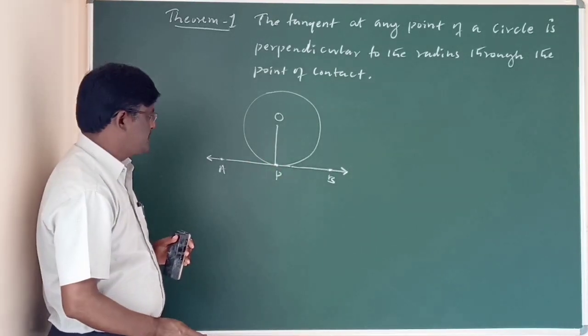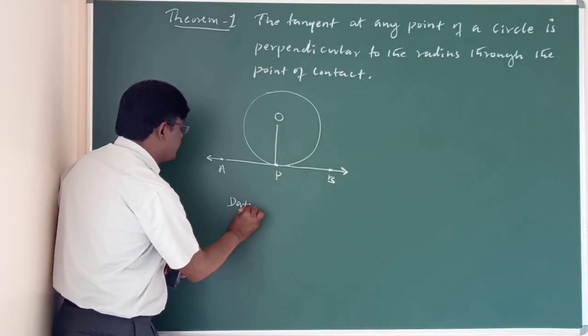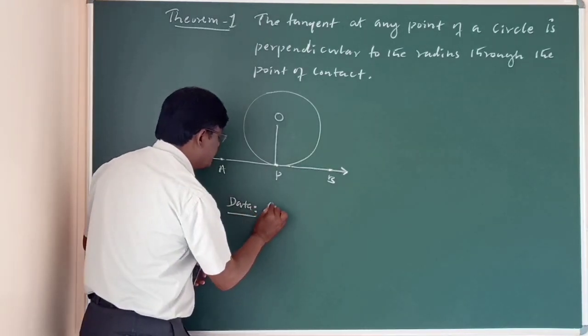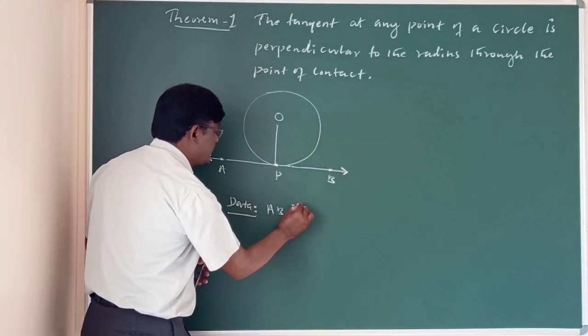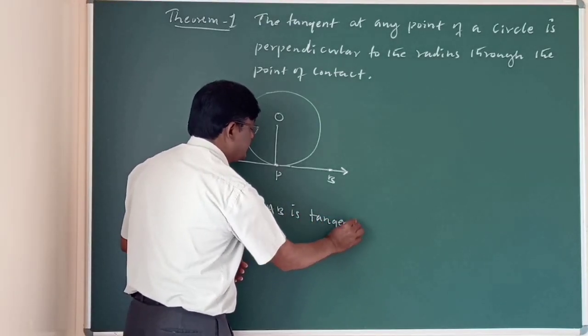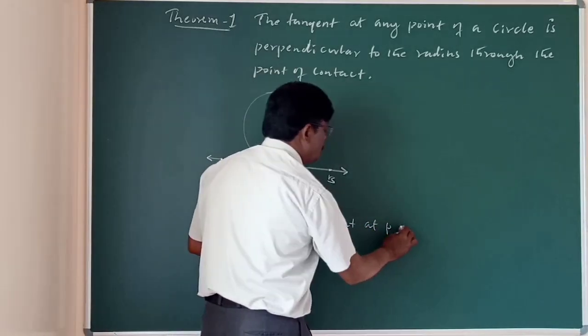Okay. Now first we shall take the data. What is given? Here AB is a tangent. The tangent is given. AB is a tangent at P to a circle.